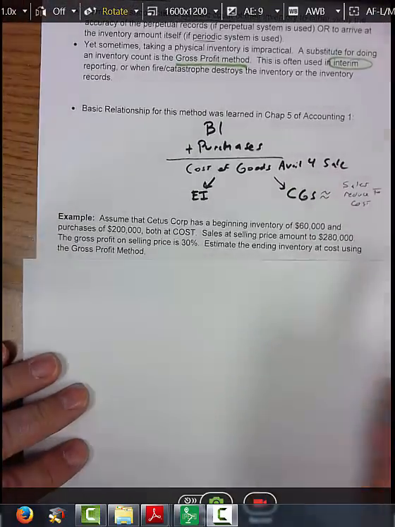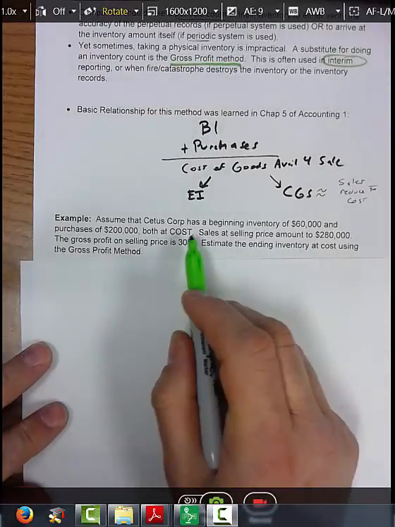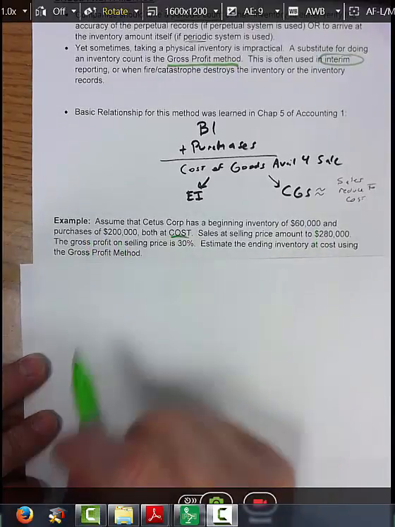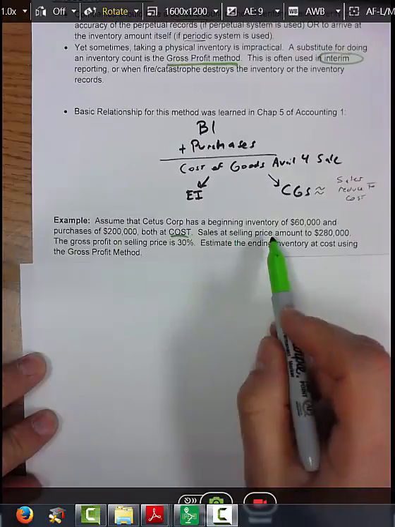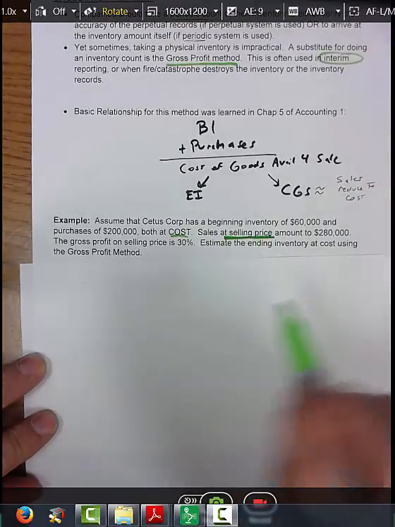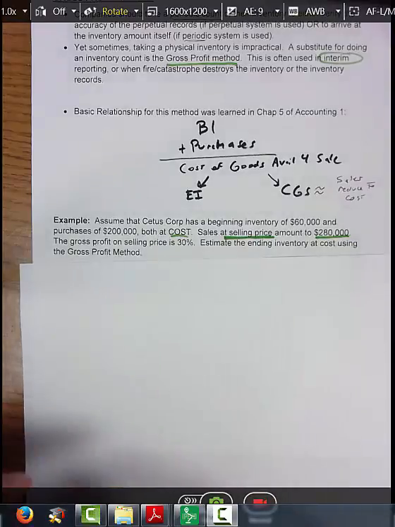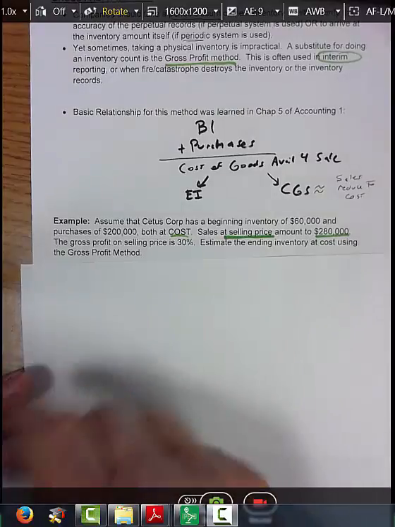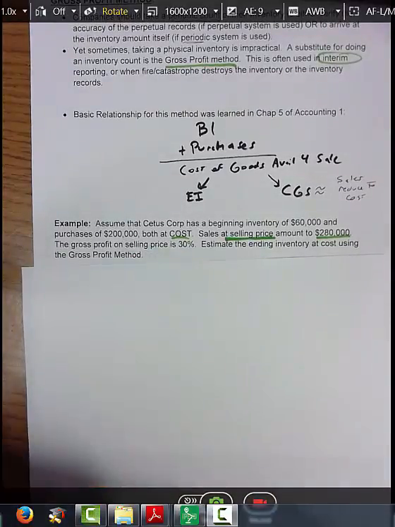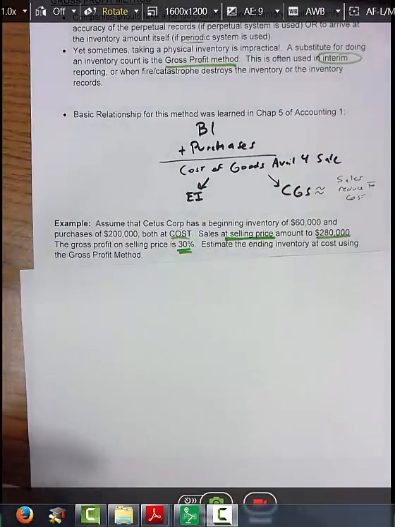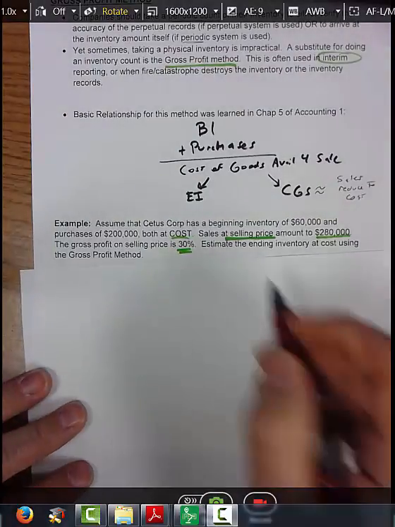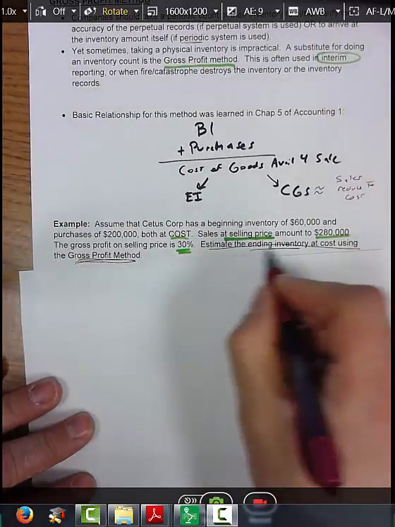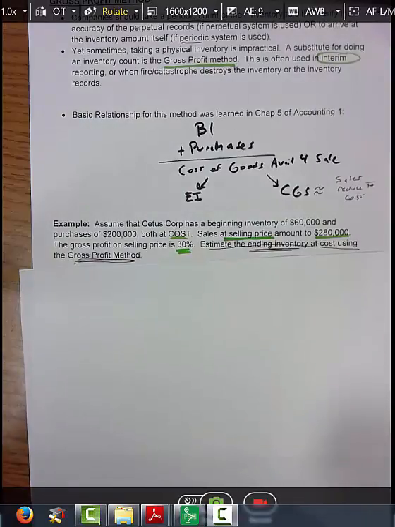Assume that Cetus Corporation has a beginning inventory of $60,000 and purchases of $200,000, both at cost. Sales at selling prices amount to $280,000. That's what we sold it to the customer for. The gross profit on selling price is 30%. What they want us to do is estimate the ending inventory using the gross profit method.